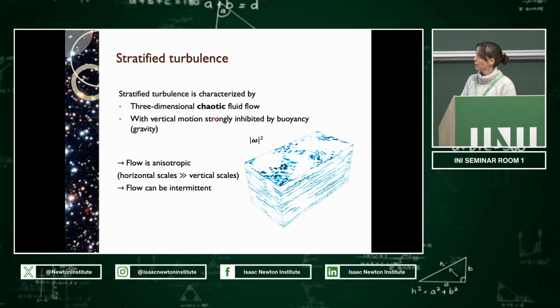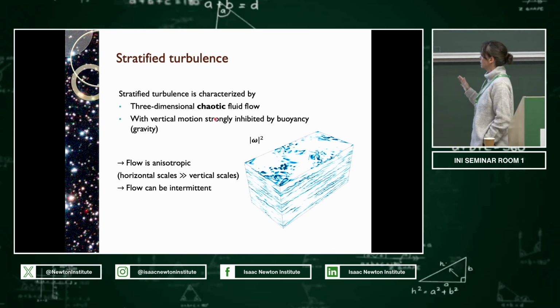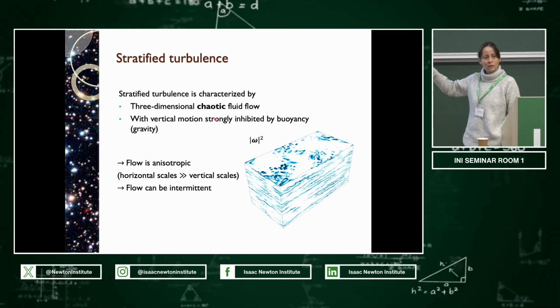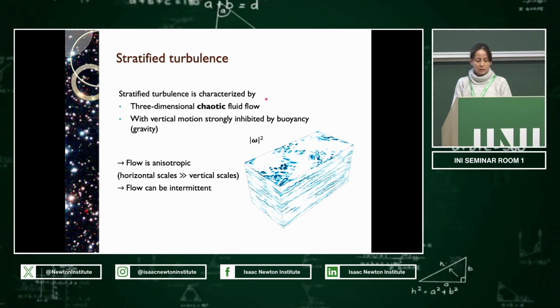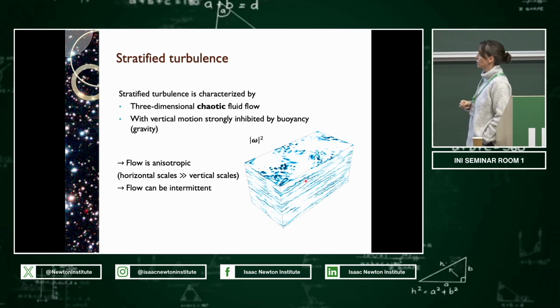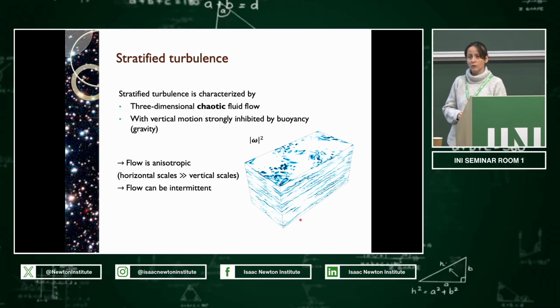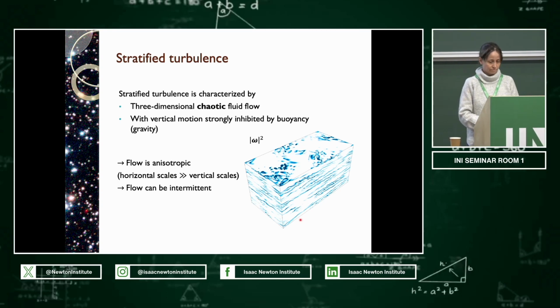And this is a picture of the entropy in a strongly stratified turbulence simulation. You can really see these long horizontal layers in entropy, in which you have these localized patches of turbulence that you can see very well. And you can see that the vertical scales are much, much smaller than the horizontal scales.